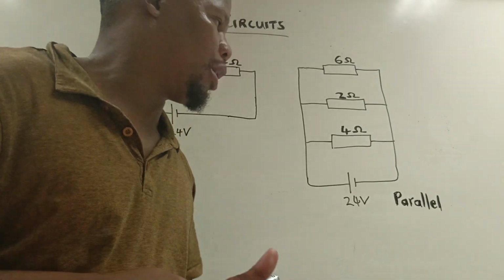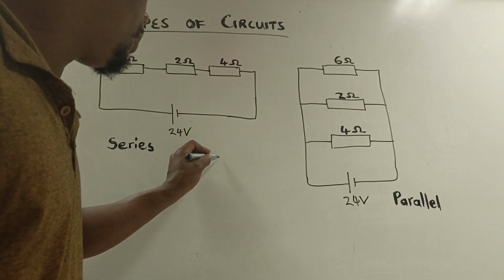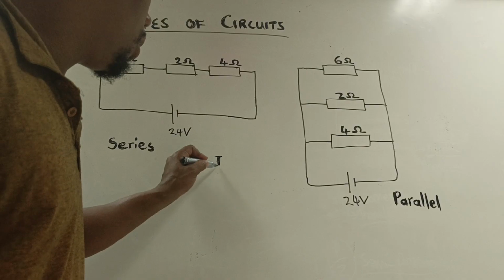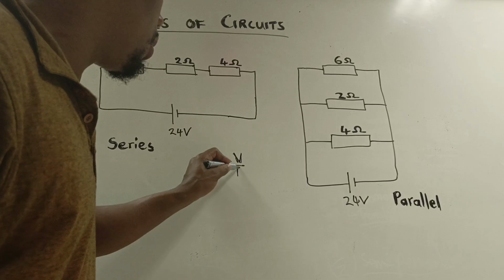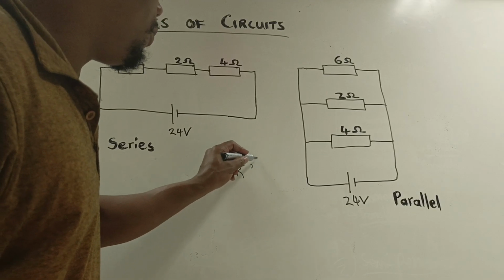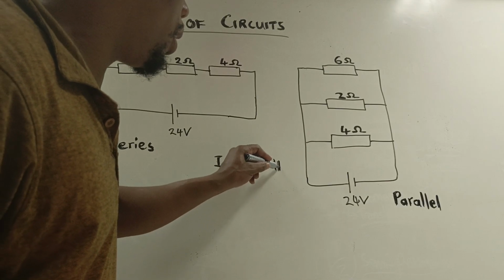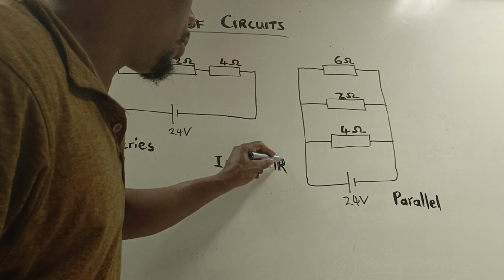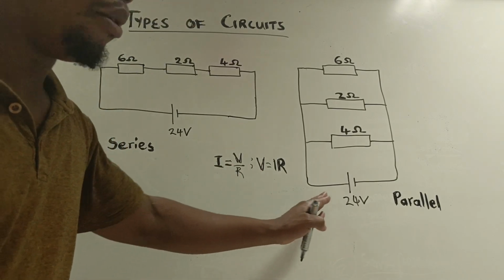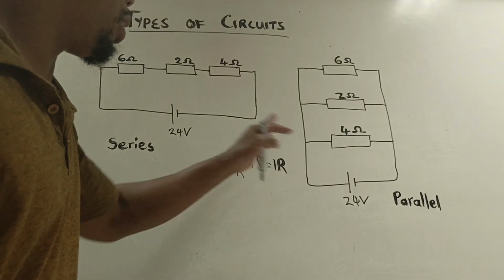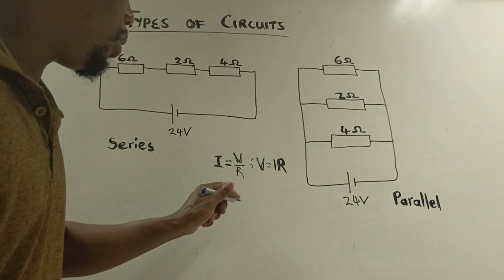I want to go back to the formulas we use, so we say current is equal to V over R, and V equals IR. I will repeat so that you can see clearly: V equals IR. So in the comparison between these two arrangements or these two circuits, I use current and resistance.